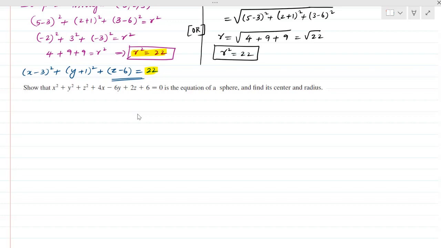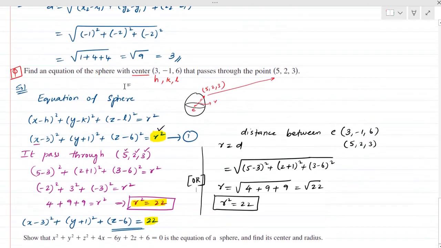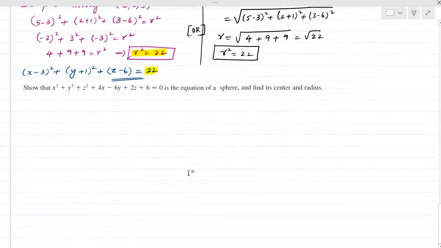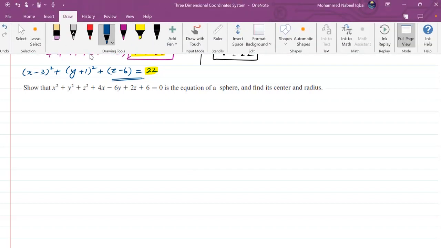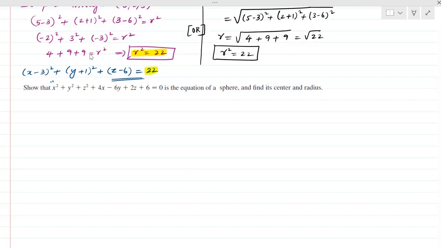This is the reverse. In the last one, you had to find the equation of the sphere by giving the center and radius. But here the equation is given, and you have to find the center and the radius of the sphere. So how will you find this? This is the equation of a sphere, but I have to reduce it to the standard form.